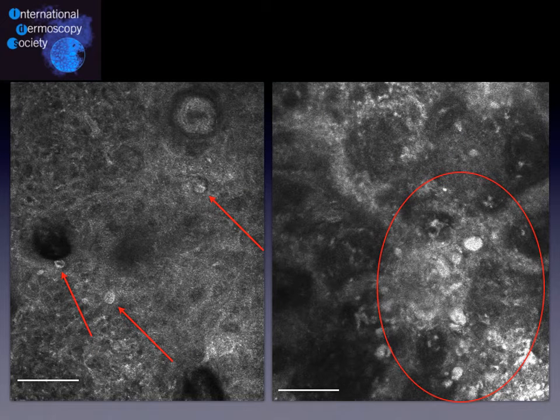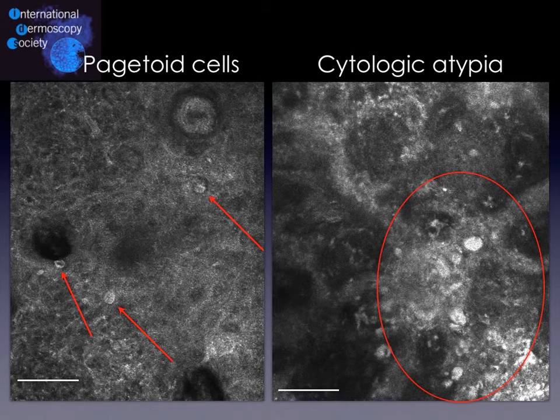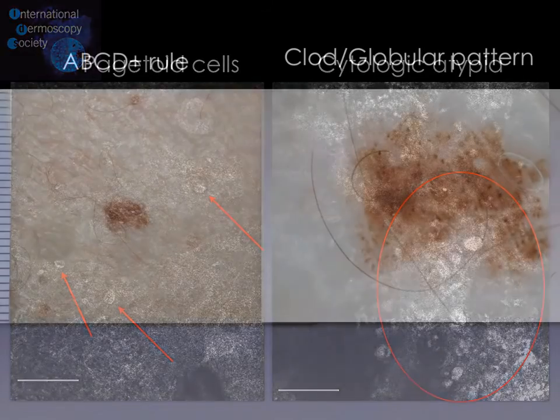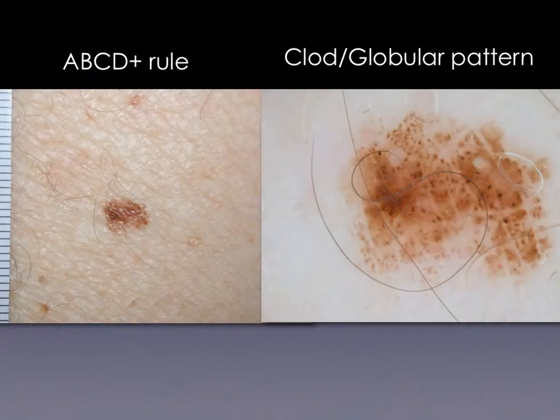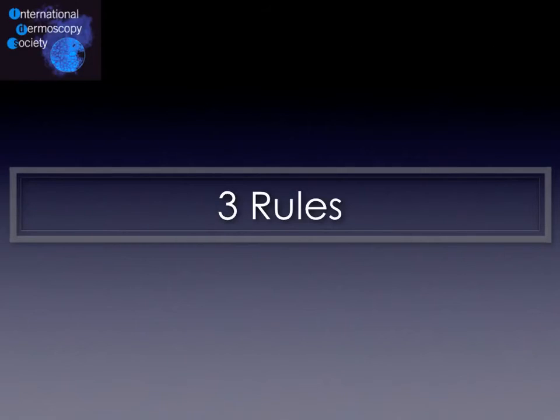And confocal microscopy in this case highlights the presence of focal pagetoid cells in the upper epidermis and the presence of some atypical neoplastic melanocytes at the dermoepidermal junction. Again, another example revealing an ABCD positive lesion from a clinical point of view, and dermoscopically the presence of the so-called cobblestone or globular pattern that shows asymmetry and the presence of multiple colored globules.